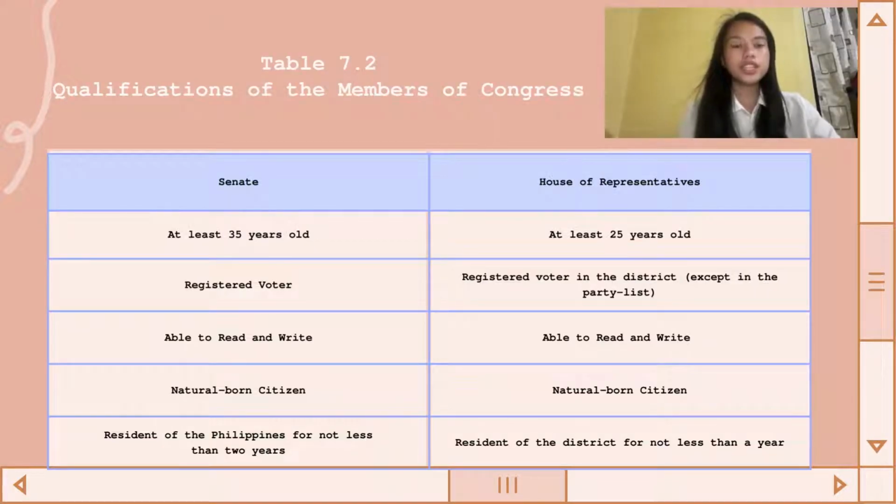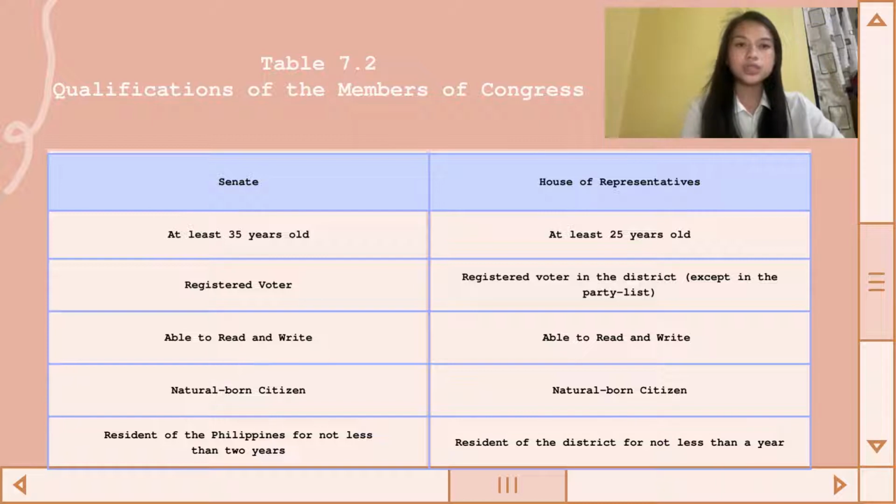What are the qualifications for the House of Representatives and Senate? The qualifications to become a senator, as stipulated in the Constitution, are: a natural-born citizen of the Philippines, at least 35 years old, able to read and write, a registered voter, and a resident of the Philippines for not less than 2 years before election day.